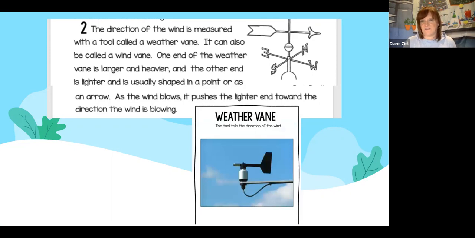Here is a real life example of a weather vane. Maybe you've seen one and not realized that's what you were looking at. This tool tells the direction of the wind.